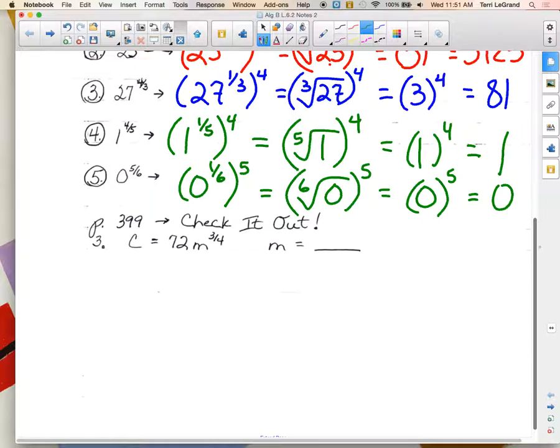So, did anybody take 0 to a negative power? Would you try it for us? 0 to the negative 2, 0 to the negative 3, I don't know. Can you do that?